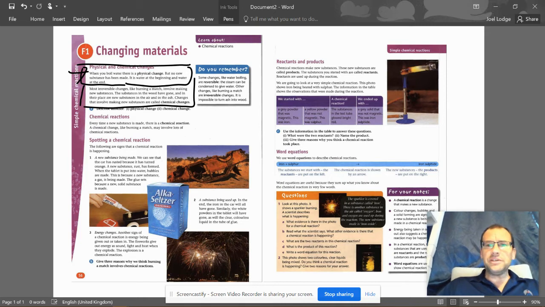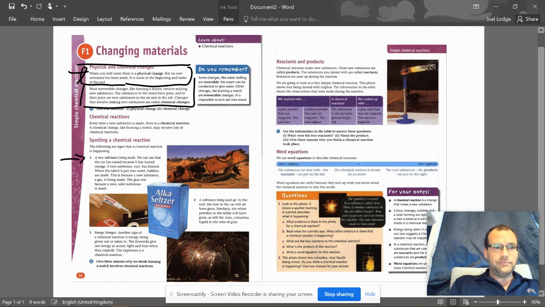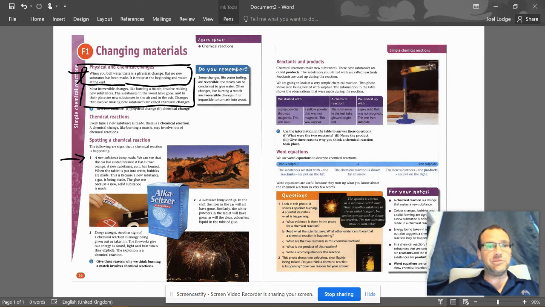We can spot a chemical change, and you'll do this a bit later on, looking at different examples of chemical changes, in a number of ways. Okay, number one. Write these down as well. The way we can spot a chemical reaction is a new substance is being made. The car in that picture there has rusted. It's turned orange. A new substance has been formed in the form of iron oxide, or rust.